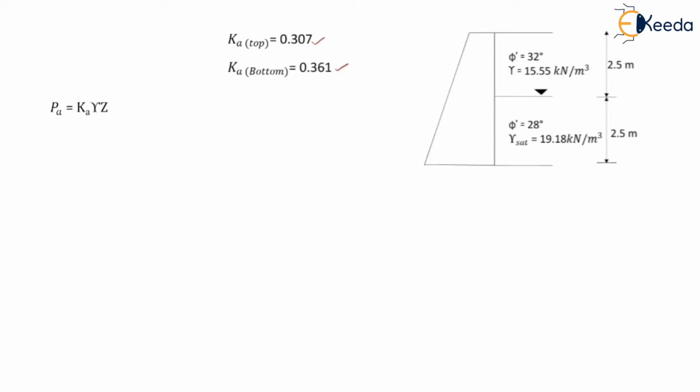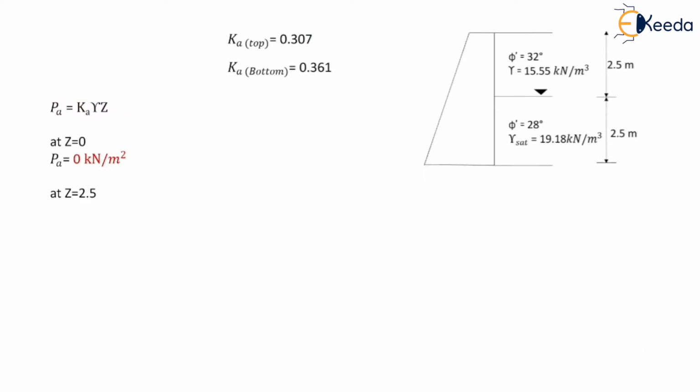Now we will see the formula for active earth pressure. The active earth pressure is given by Pa equal to Ka into gamma z. So we can determine the value of Pa using different values of z. At depth z equal to 0, that means at the top of the soil surface, the value of Pa will become equal to 0 because this entire term will be equal to 0. So Pa is equal to 0 kilonewton per meter square at the top.